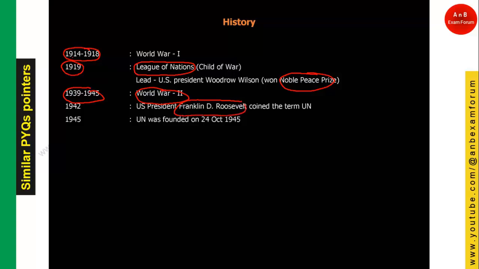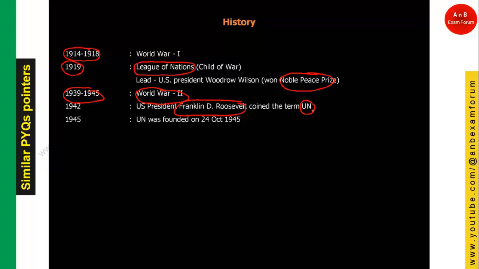Roosevelt, US President, coined the term United Nations. Basically, the United Nations is the successor of the League of Nations. So the League of Nations was dissolved and the United Nations was formed.